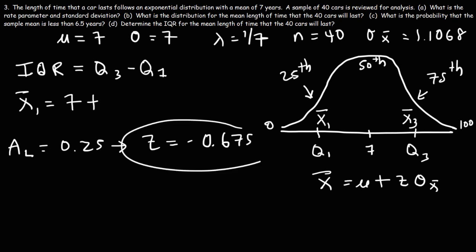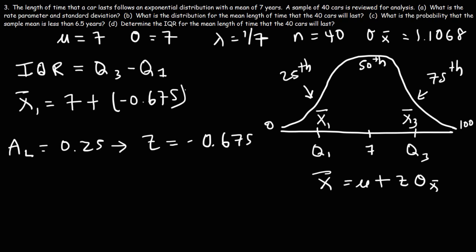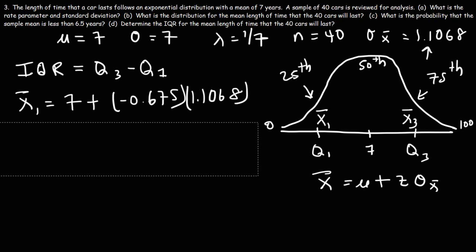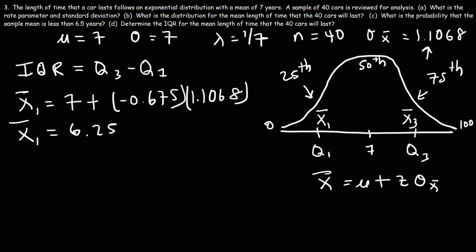So now that we have the z value that corresponds to the 25th percentile, we can plug it into that formula. So it's going to be 7 plus z, which is negative 0.675, times the standard error of 1.1068. So let's go ahead and find out what this equals. So I got 6.253 if you round it. So this is the value of the first quartile.